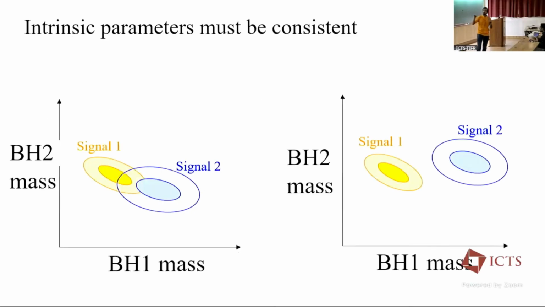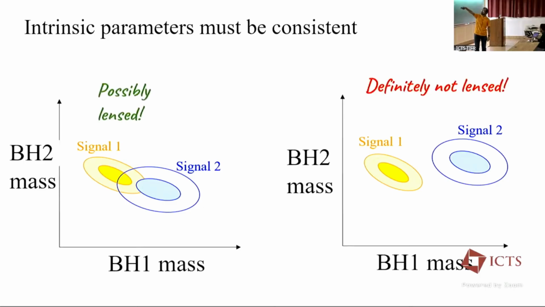So the first one is really simple. If you have two events, you take the data and you infer what the signal could have been, what the source could have been. So if you infer a source mass for the two signals, it is either consistent or not consistent. For example, there is no source mass in the right-hand picture which is common between the two signals, whereas in the left-hand picture there is this little patch which is common between the two.